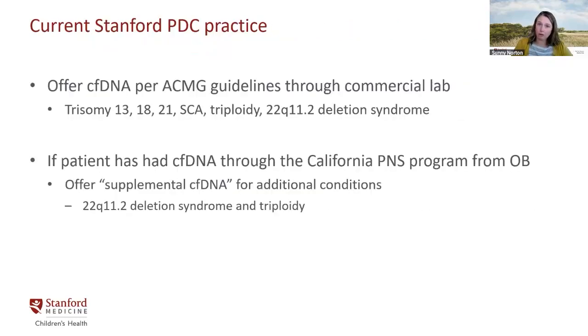So at Stanford, what we currently offer patients, if they have not had any screening, we would offer them cell-free DNA per the guidelines through a commercial lab. If they have had cell-free DNA through the California Prenatal Screening Program through their OB, we would offer what we call supplemental cell-free DNA, which would look for the additional conditions that have not yet been screened for. Since it's recommended that these specific conditions be offered to all patients, we want to make sure that patients know they have the option to do additional screening that might not have already been performed if they would like, but certainly they can decline additional screening.